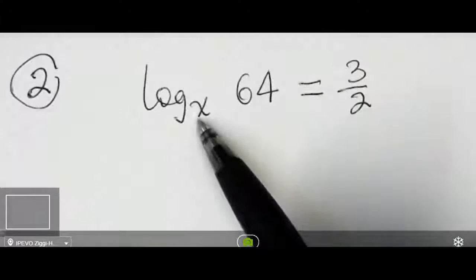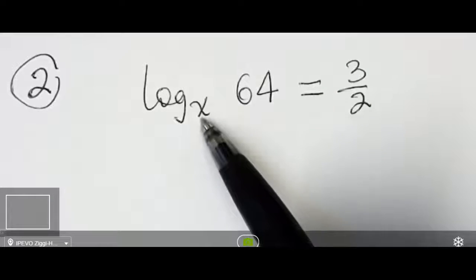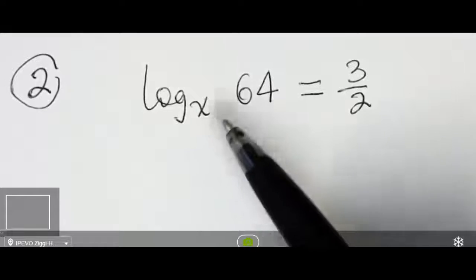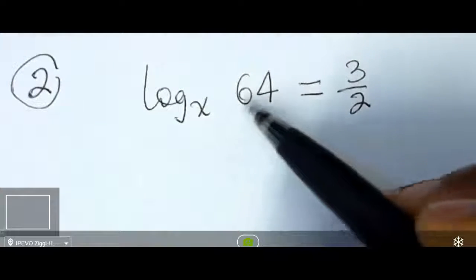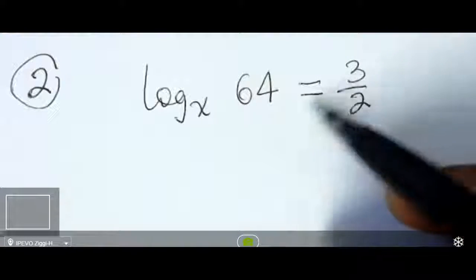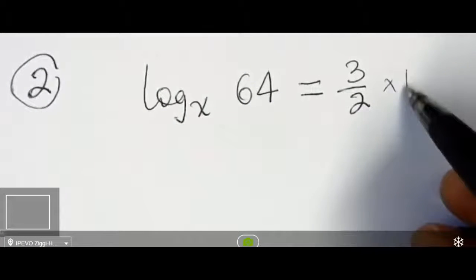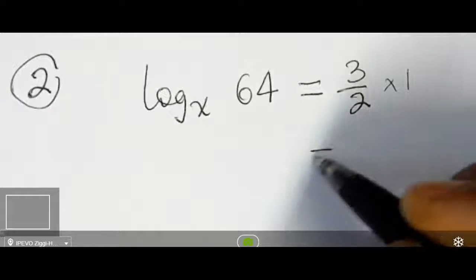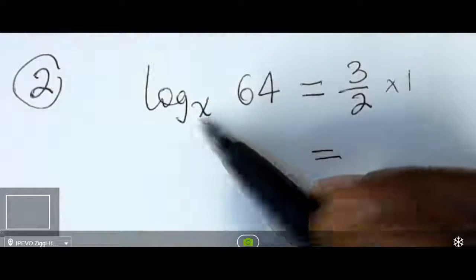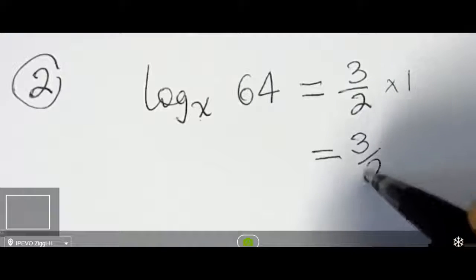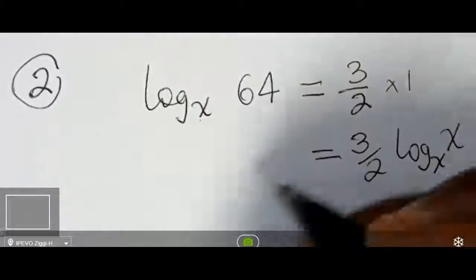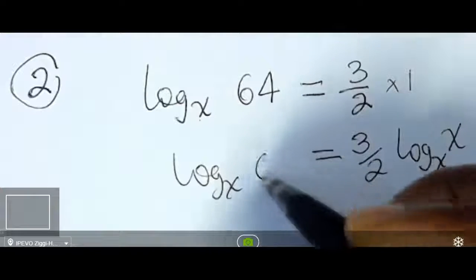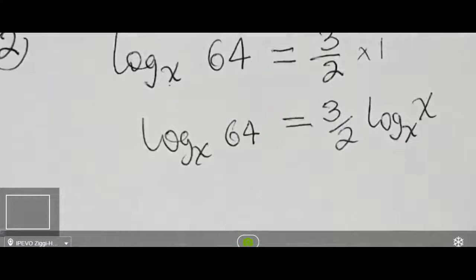Okay. Right, here's another one. Now, in this one, the base is the variable. But the same procedure, the same process. Okay, let's try that. So now there's no exponent, so there's nothing to simplify. So we want to multiply this by 1 and then replace that 1 with, since we have the base of x, log of x of base x. Okay, so log of 64 base x on that side.